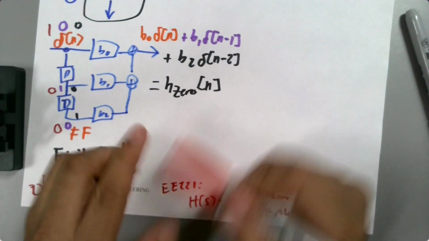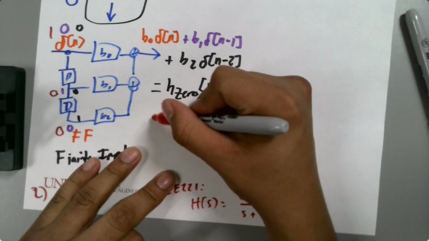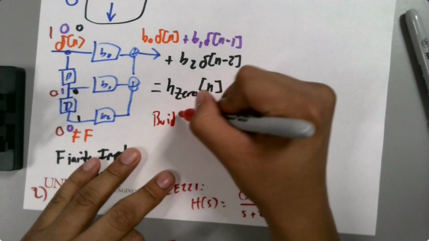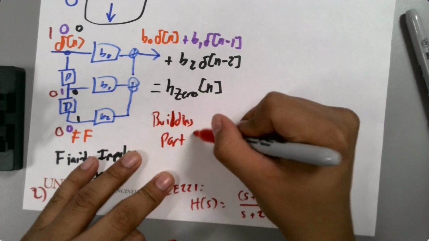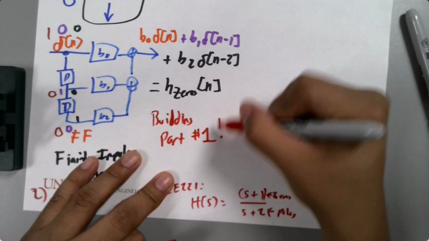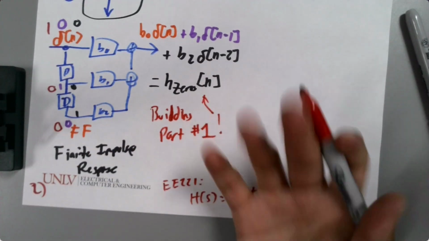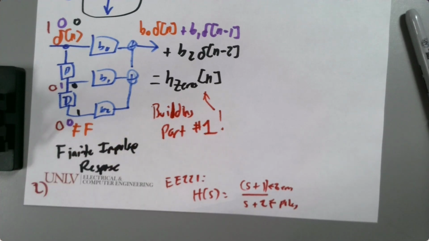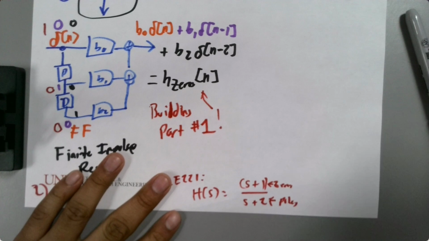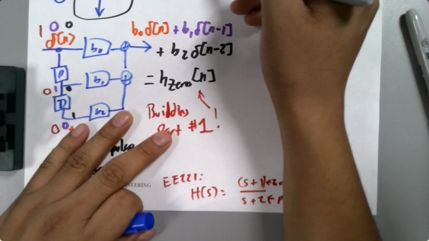We just built part 1. Building part number 1, okay? So we just have our own system. We can take this piece and move it anywhere we want. We can build it into our senior design projects or whatever we want. So now the next thing I'm going to tell you is, now we have our feedback path.